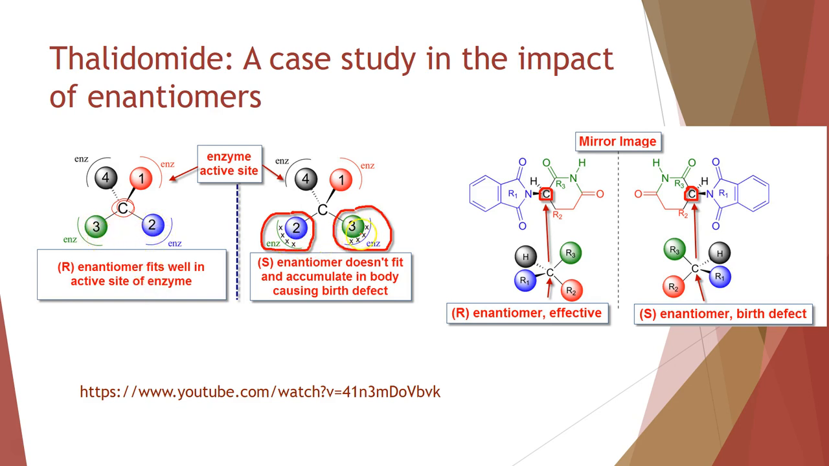If we swap these 2 groups here, 2 and 3, now what we can see is that if this is my enzyme pocket, 3 won't have the correct interaction to this pocket, and 2 won't have the correct interaction with this pocket. Therefore, it accumulates in the body. It's not broken down by the enzyme. It accumulates in the body and therefore causes the detrimental effect.